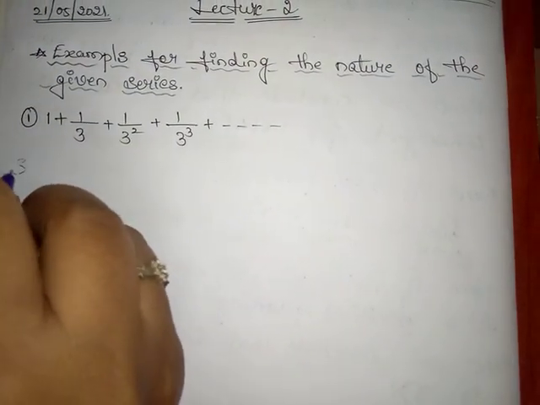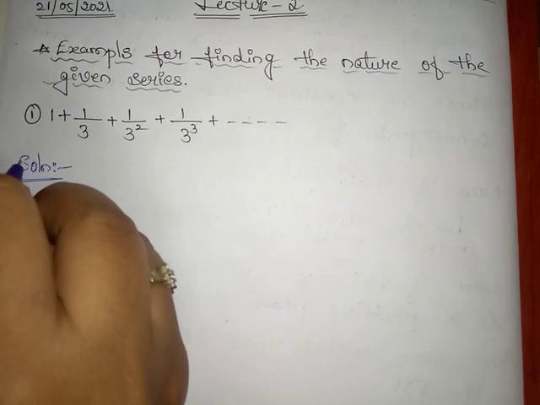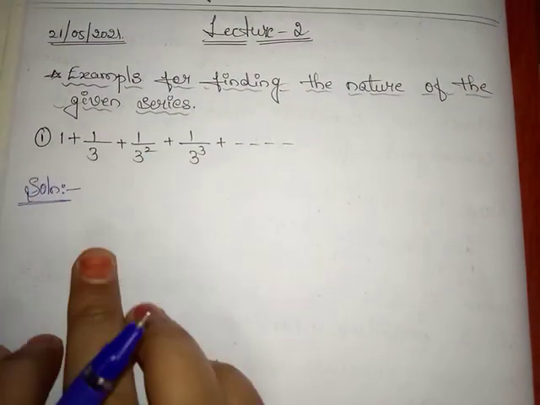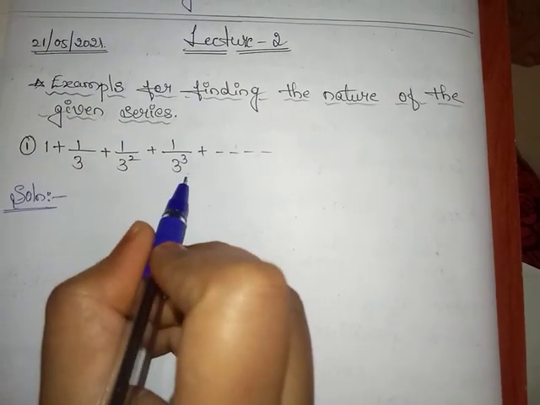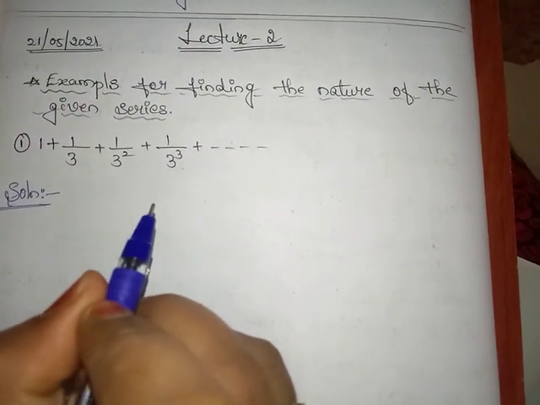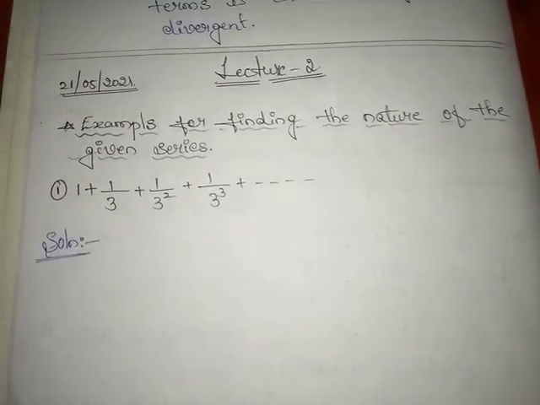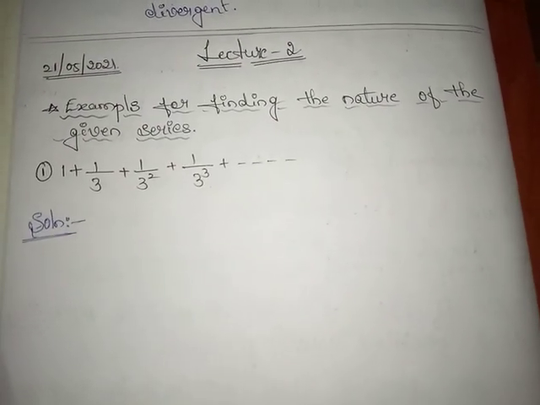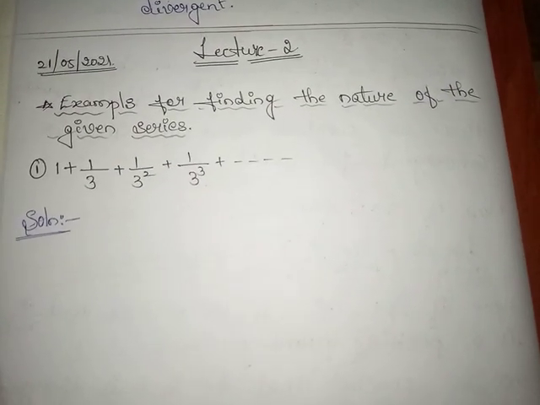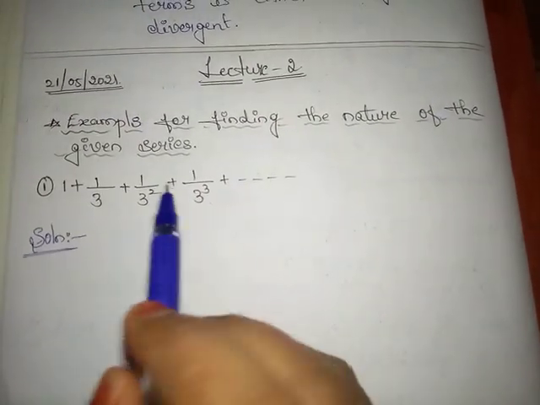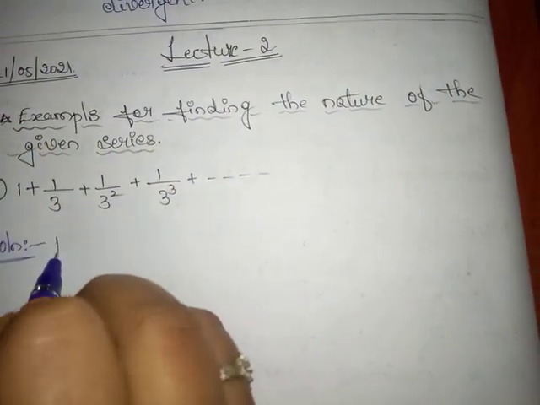Solution. Let us see what the nature of this given series is. First, see, this series is the same as a plus ar plus ar square. This is the same as the geometric series. We know that our standard geometric series is what? a plus ar plus ar square plus ar cube and so on. Here the value of a is 1. First I will write that one.